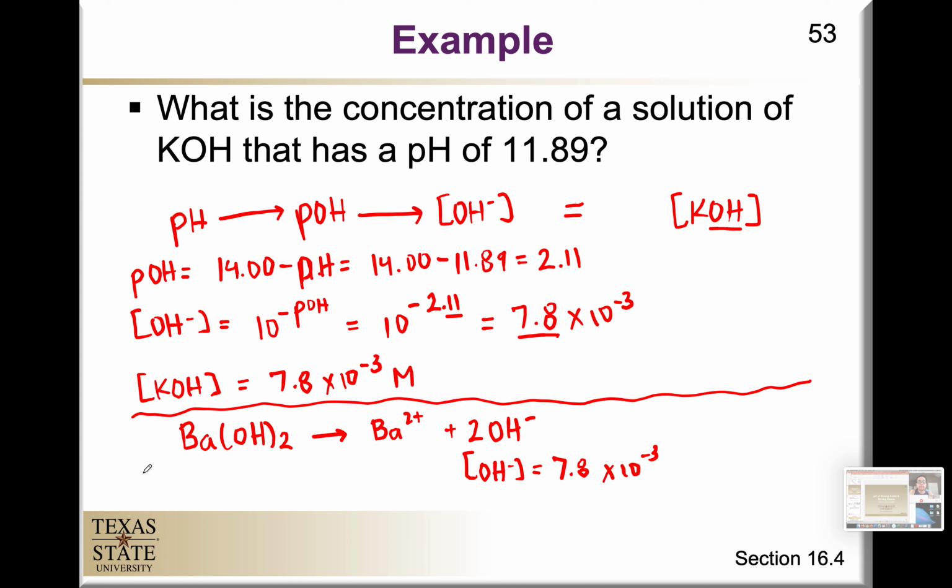So the concentration of our barium hydroxide would have been equal to 7.8 times 10 to the negative 3 divided by 2. And of course, our units are molar for any concentration.